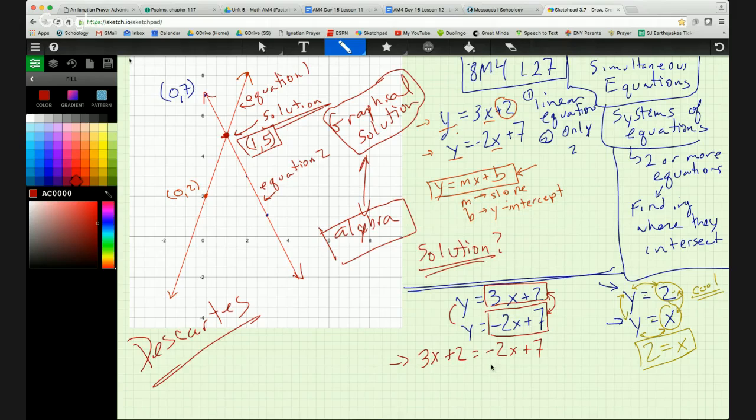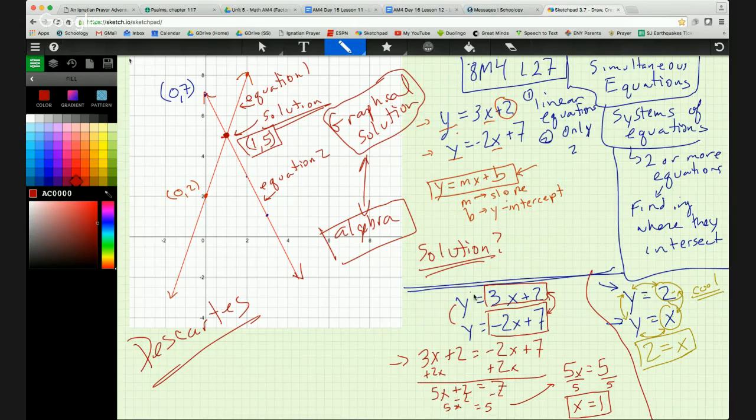So let's solve. I'm going to add 2x to this side and add 2x to this side. This is just that same old solving stuff that we knew how to do a number of units before. So I get 5x plus 2 equals 7. Now I have a two-step problem. Minus 2, and I get 5x equals 5. And if 5x equals 5, then divide by 5, and I get x equals 1. Well, that's cool. I know what x is.